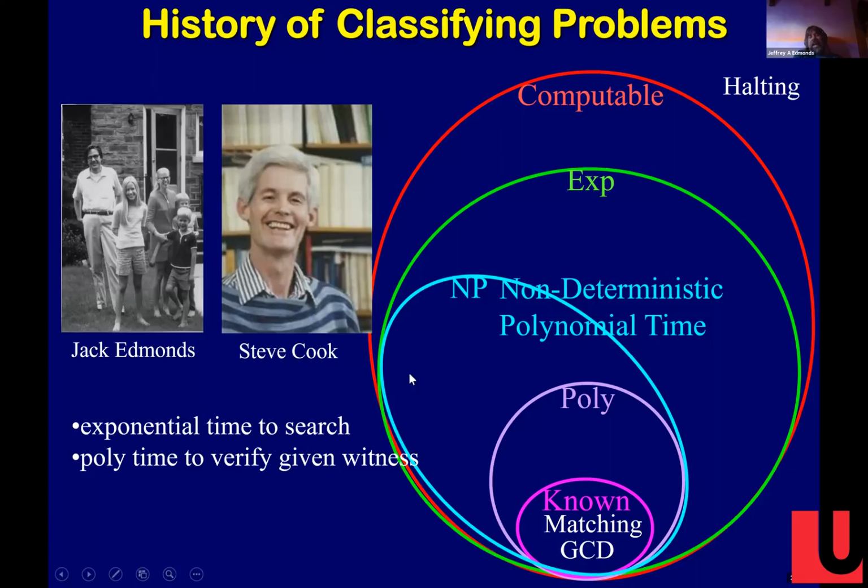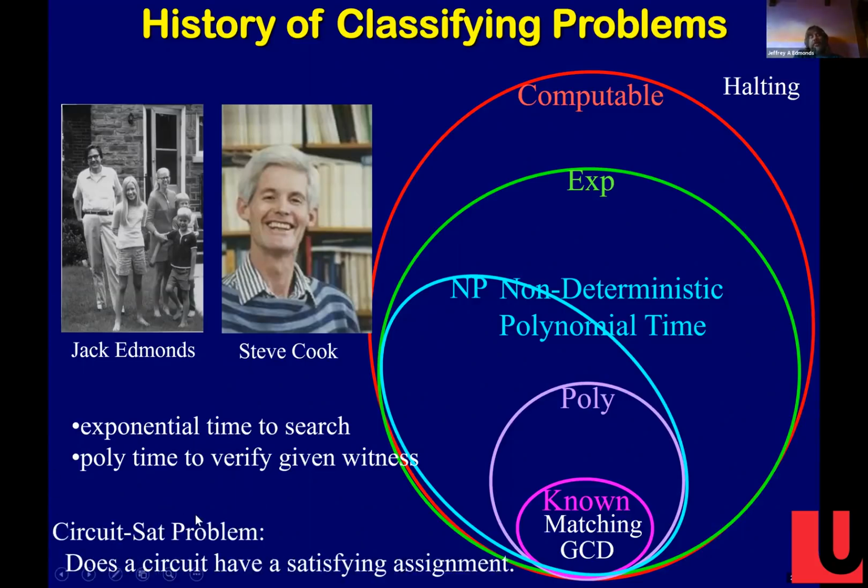So what is this class, non-deterministic polytime? It's the class where, if you have a fairy godmother to help you find it, then there's a polytime, short proof that the answer is yes, but it may take you exponential time to find it.